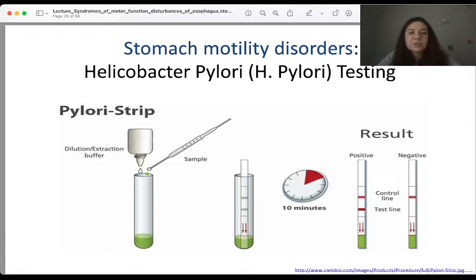And H. pylori testing is the most simple way. It is a paper rapid testing. Yes, we take a sample, put it into the dilution and extraction buffer, fix a paper strip there, wait for 10 minutes, and like for pregnancy, we can check whether the patient is positive or negative for H. pylori.